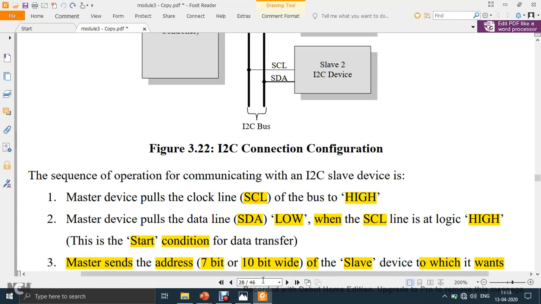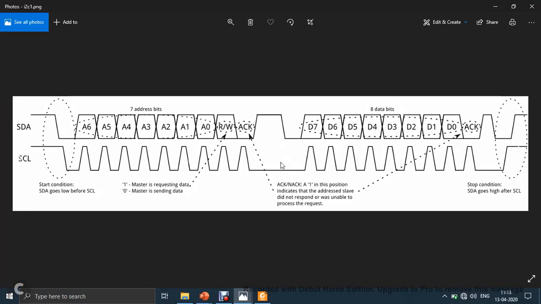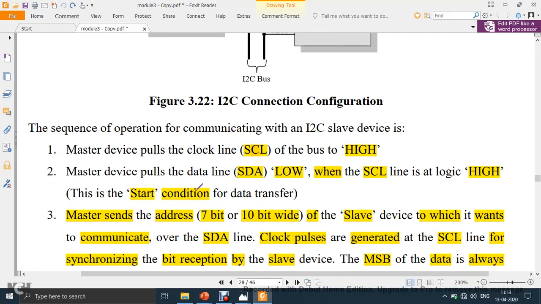So what does this mean? I have a diagram for this. Here. Can you see this? First the master makes the SCL line high. This is the SCL line high, logic 1. At the same time, whenever SCL is high, the master pulls the SDA line to low. Can you see this? It is pulled down to low. Still SCL is high and it will pull the SDA to low. So this marks the start condition. SDA goes low before SCL. You can see that, right? So this is the start condition.